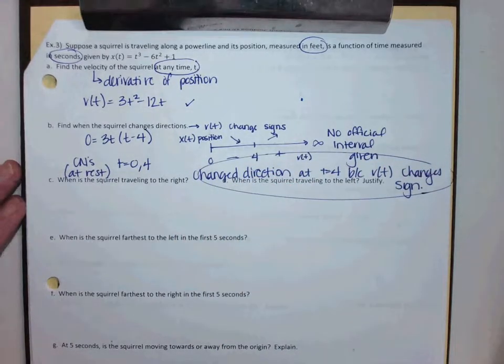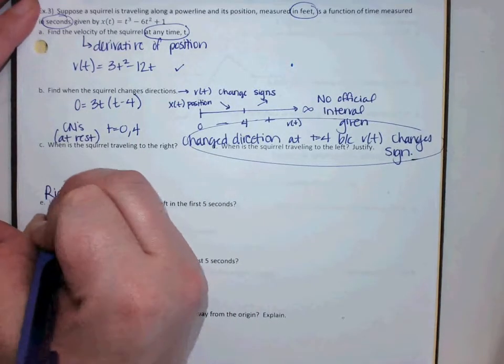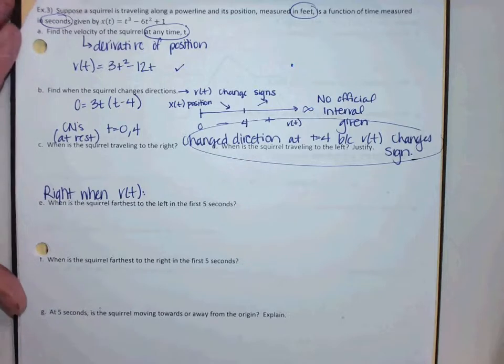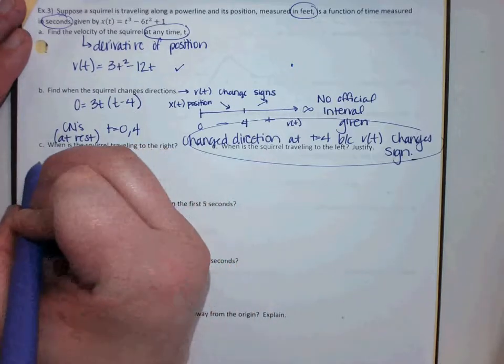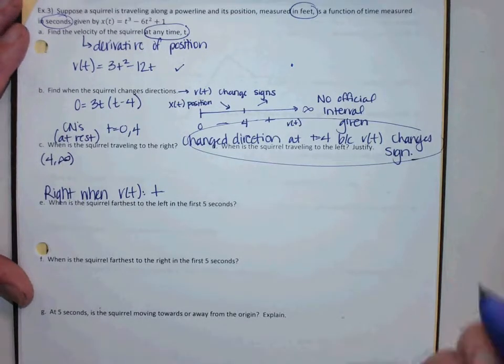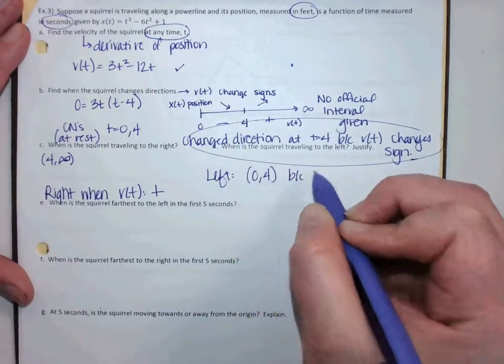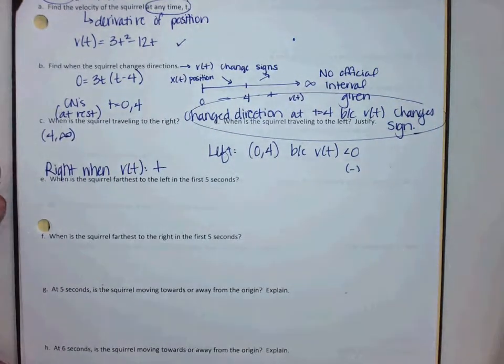Okay? Alright, next one. When is the squirrel traveling to the right? When is he traveling to the left? So he's on a power line. He will be going to the right when velocity is what? When v of t is what? Positive or negative? Positive. So where was v of t positive? What interval? 4 to infinity. When would my squirrel be traveling to the left? 0 to 4. Because v of t is negative or less than 0. Okay?